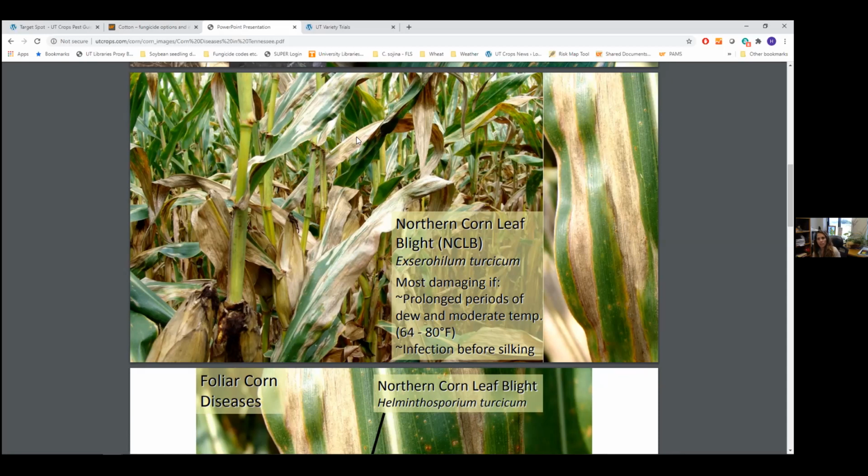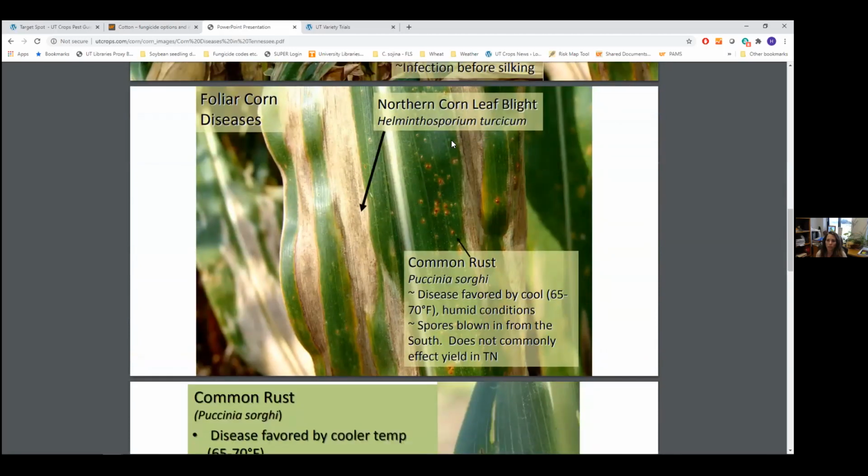I've not seen it at damaging levels in most fields in Tennessee, and have not seen a yield response to a fungicide when it comes to northern corn leaf blight, because I usually just don't see the continued infection of it. And again, be aware, you can have multiple diseases going on in your field and even on the same leaf. Here you have northern corn leaf blight, as well as common rust.